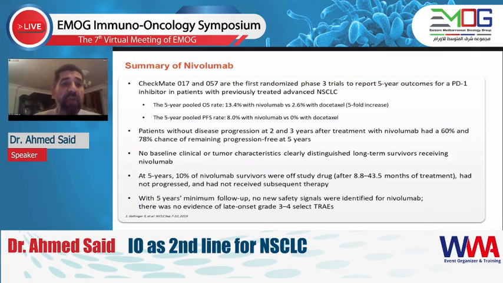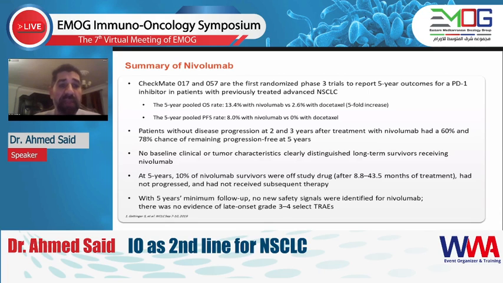So the summary of nivolumab: the CheckMate 017 and 057 are the first randomized phase 3 trials to report 5-year outcomes for a PD-1 inhibitor in patients with previously treated advanced non-small cell lung cancer. The 5-year pooled overall survival was 13.4% with nivolumab versus 2.6% with docetaxel. We have a 5-fold increase, and the 5-year pooled progression-free survival rate is 8% with nivolumab versus 0% in the docetaxel arm.